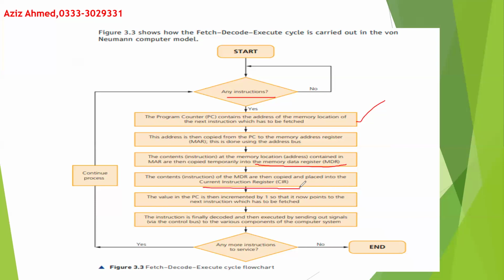As I showed you in the previous diagram, the value in the PC is then incremented by 1 so that it now points to the next instruction. In this case, the third instruction has to be fetched. Obviously, if the processor has finished the first instruction, now it is working on the second instruction. After the second, it will process the third instruction. The instruction is finally decoded and then executed by sending out signals via the control bus to the various components of the computer system. Now it has been finished.